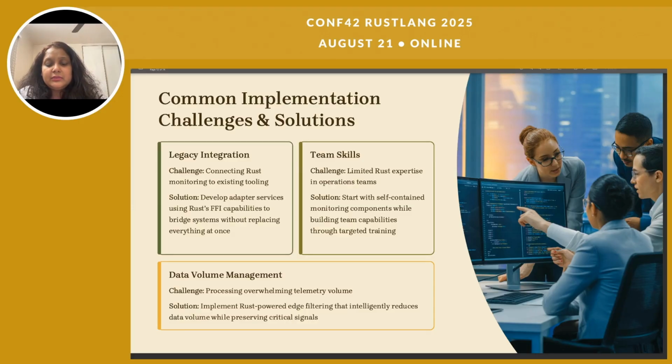Now, while adopting this stack, there are three common challenges. One is integrating with the legacy environment. That can be solved with Rust FFI or gRPC bridges so that you don't have to replace everything at once. Definitely a skill gap, which we can address by starting with one self-contained component to build confidence. And then the data volume: filter and aggregate at the agent before sending data upstream. So these challenges are real, but manageable if rolled out in stages.